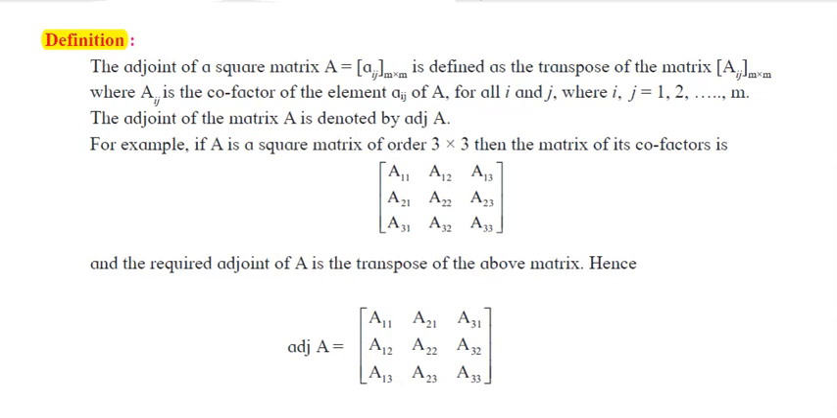So for finding the inverse, we have to first find the determinant of matrix A, next the minors of the elements of matrix A, then the cofactors of the elements of matrix A, then the cofactor matrix, and after that the adjoint matrix by the transpose of the cofactor matrix.